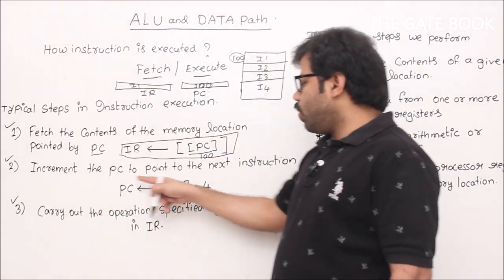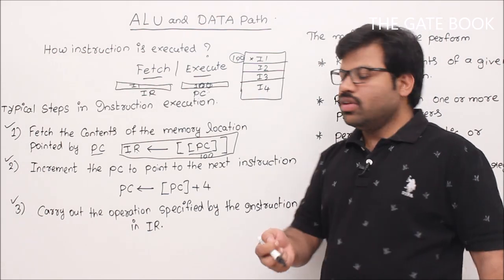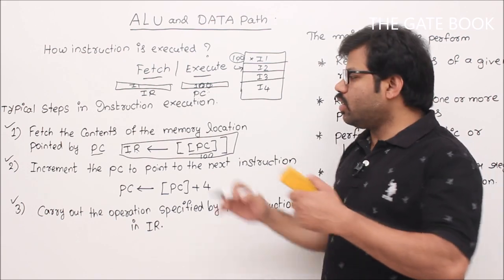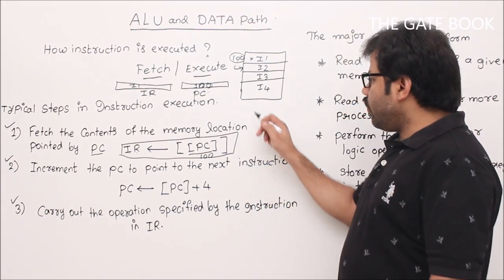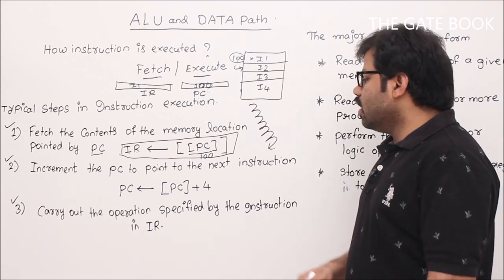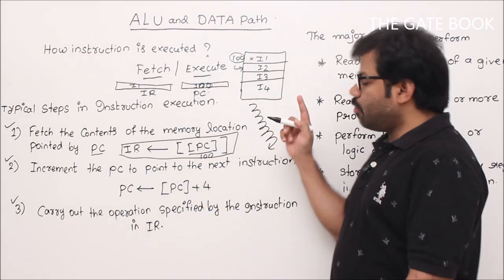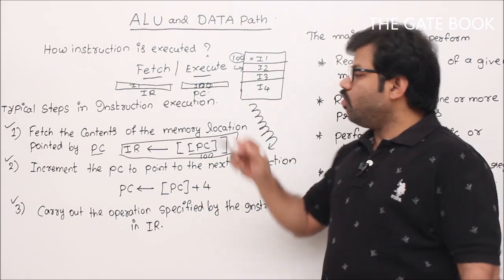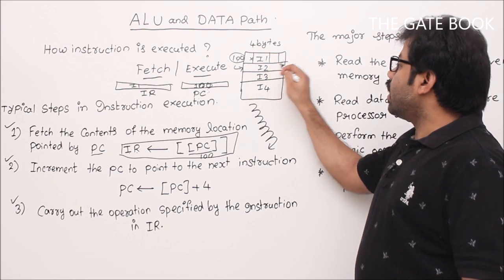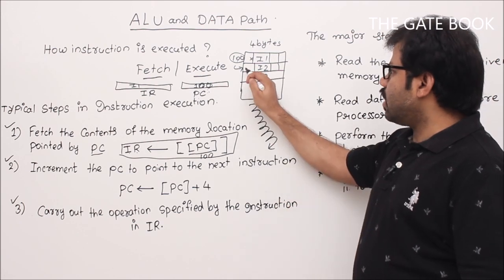The second step is, increment the program counter to point to the next instruction. That's obvious, right? Once we execute this instruction, we are going to execute the next instruction, most probably, unless it is a branch instruction. I'm talking about the regular case. If it is a straight line program, that means instruction execution is in straight line sequencing, then after this step the program counter will be incremented by 4 units, because I am assuming that every instruction consumes 4 bytes. Second thing, I am assuming this machine is byte addressable, so the next instruction's address will be 104.